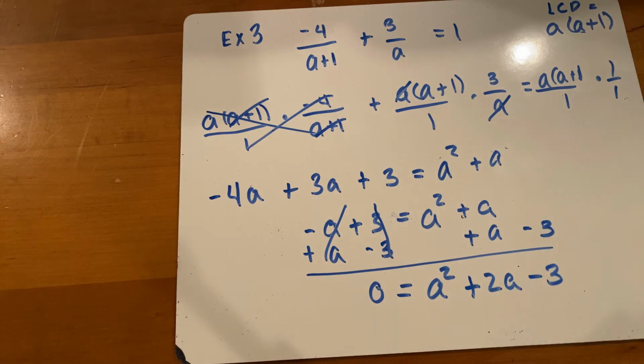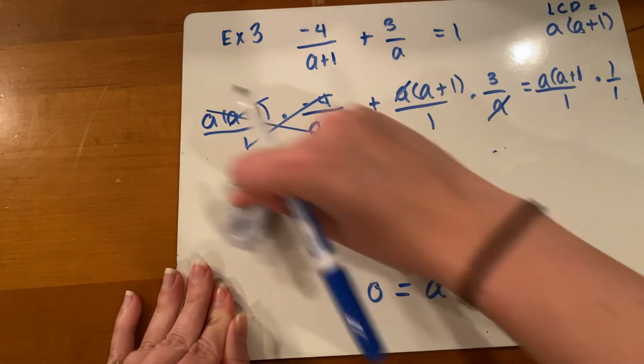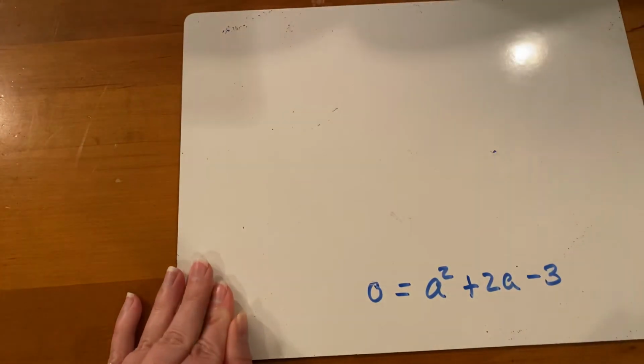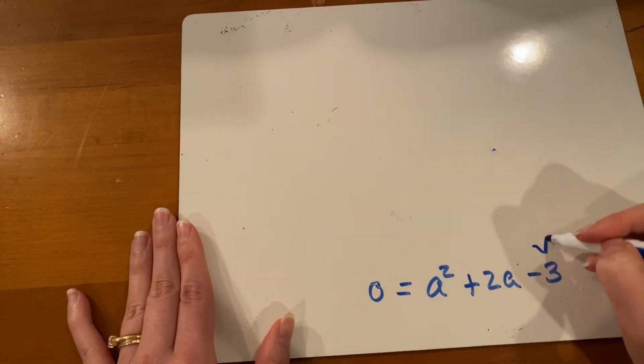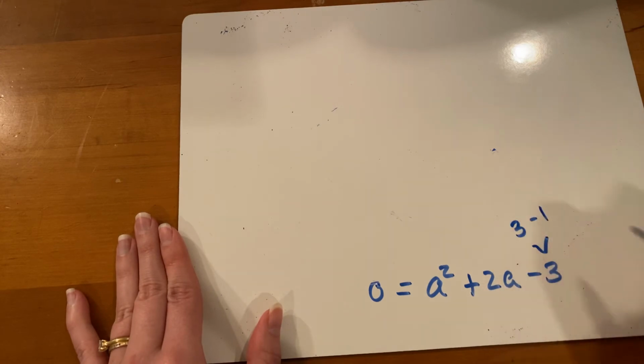And now I have to factor this to be able to solve for a. I'm going to erase the top so that we have work space, and so that our eyes know what we're working with now. What are our factors of -3 that sum to +2? It's going to be 3 times -1.